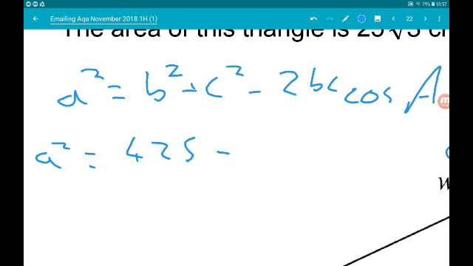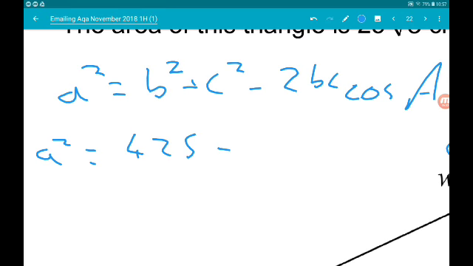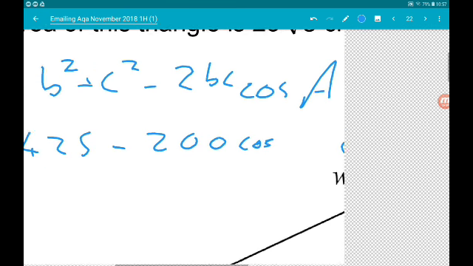So we get 425 minus 2 times 20 times 5. So that's 2 times 40 times 5 is 200. So we get minus 200 cos of 60.